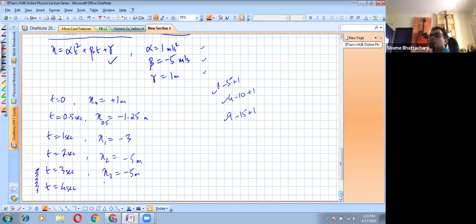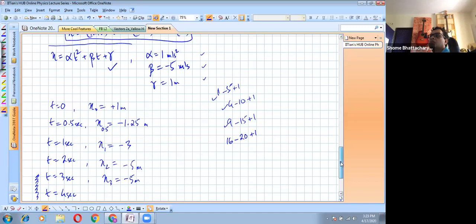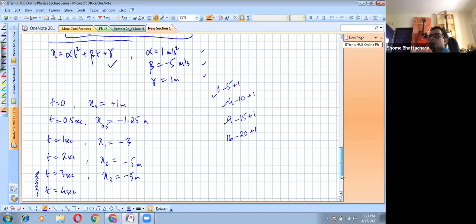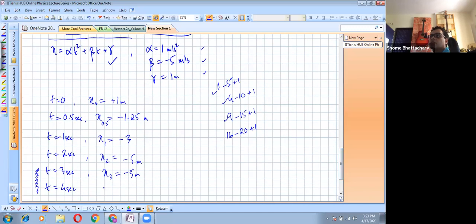Whereas at t equal to 4 seconds, you will see it will become 16 minus 20 plus 1. Correct? T squared, so that's 16 minus 20 plus 1. So that becomes how much now? That becomes minus 3. See, x at 4 is minus 3.